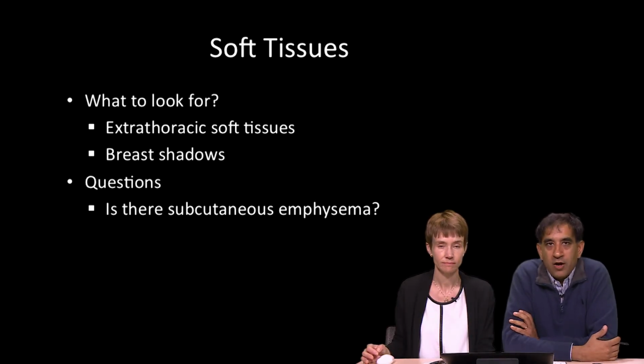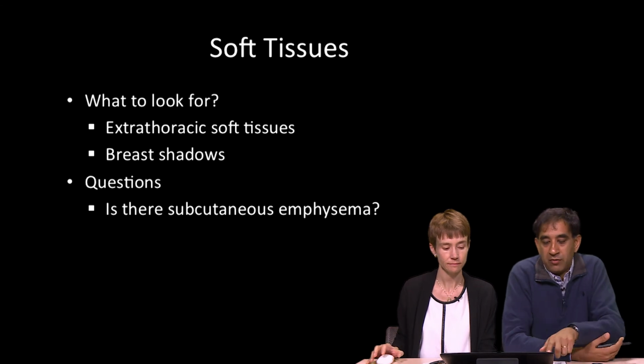And the final part of our ABCs is S for soft tissues. What are we looking for? We're looking at the extrathoracic soft tissues as well as the breast shadows if it's a female patient. The questions that we have are, is there subcutaneous emphysema, or is there an abnormality of the breast?